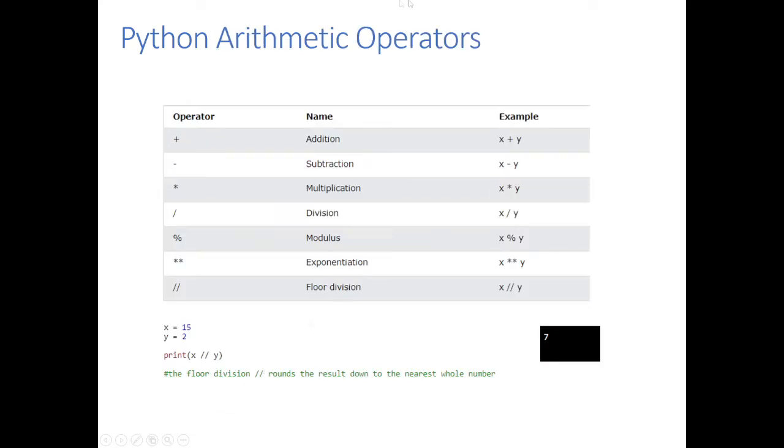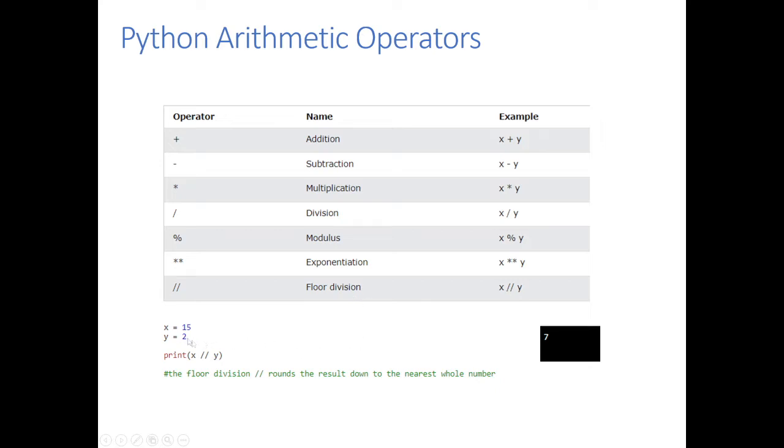Python arithmetic operators, we have of course plus for addition, minus for subtraction, asterisk for multiplication, slash for division, the percent sign for modulo or the remainder, so this gives us the remainder, double asterisk for exponentiation, and double slash for floor division.